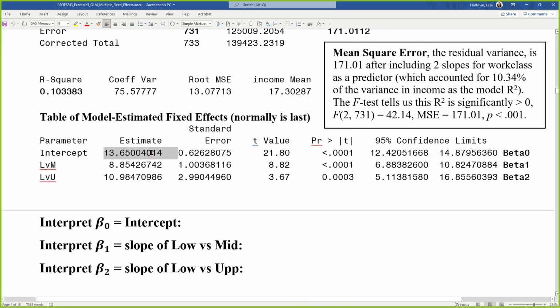Okay, so first thing here, intercept estimate is 13. That is what the algorithm decided the best answer for beta 0, the fixed intercept, is in my sample. It's 13.65. Now ask yourself, what's an intercept? This is one of those definitions you want to have committed to memory. What's an intercept?